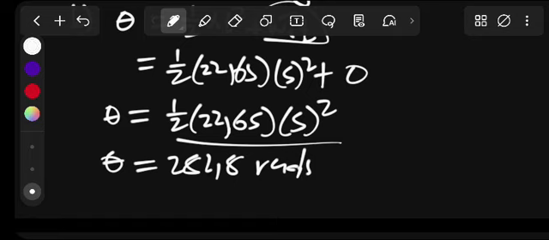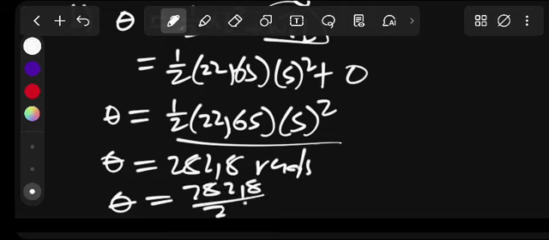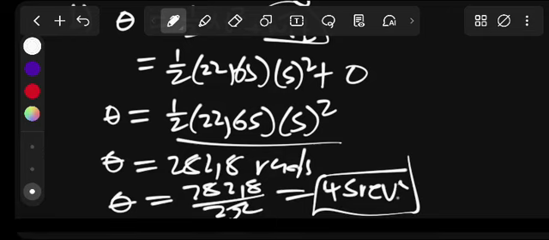To be in revolutions, you divide this by 2π. 282.8 divided by 2π, which is the same as dividing by 360 for degrees. This will be 45 revs, if you want the number of revs.